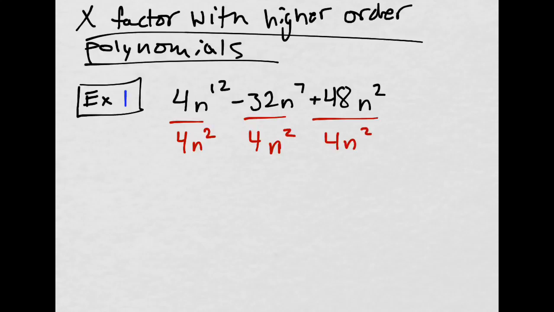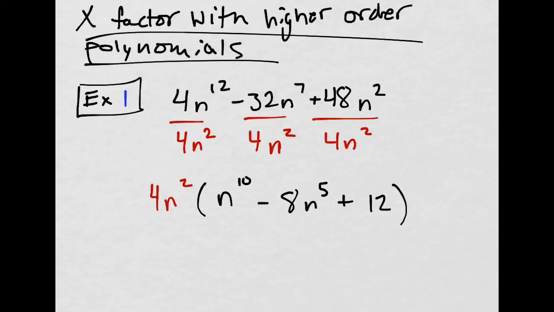So whatever I divide by, I write on the outside. And then I subtract the exponents because I'm dividing, so that's just n to the 10th minus, it looks like 8n to the 5th plus 48 divided by 4, is that 12? I think it's 12.